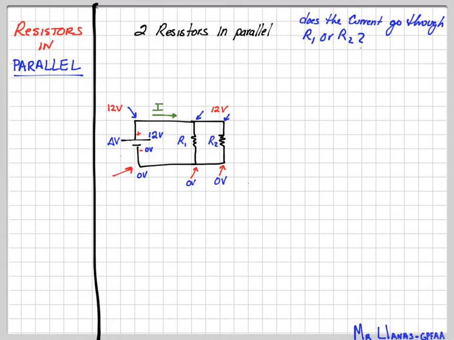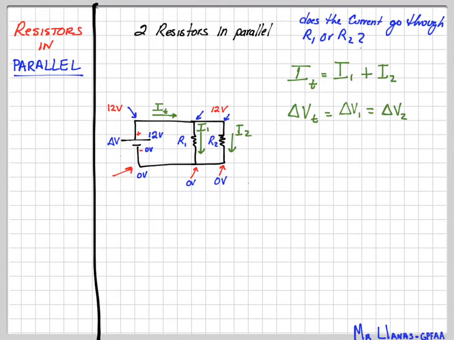Does the current have to go through R1 or R2? Well, it could all go through R1, or all through R2, or half and half, or 1/3 through R1 and 2/3 through R2. So it's going to be different, right? The total current is going to equal current 1 plus current 2, and that's in parallel circuits, where the resistors are in parallel.